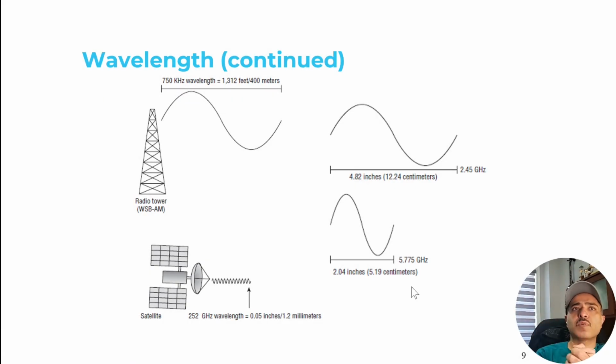Here are some more pictures for wavelength. If you notice, an FM or AM radio tower uses a much lower frequency. That's why the distance is also much higher. The frequency is much lower, and that's why the wavelength is much higher as compared to Wi-Fi, because Wi-Fi is in gigahertz versus that one being in kilohertz. So that's something to remember, and that's why this relation between frequency and wavelength is important.